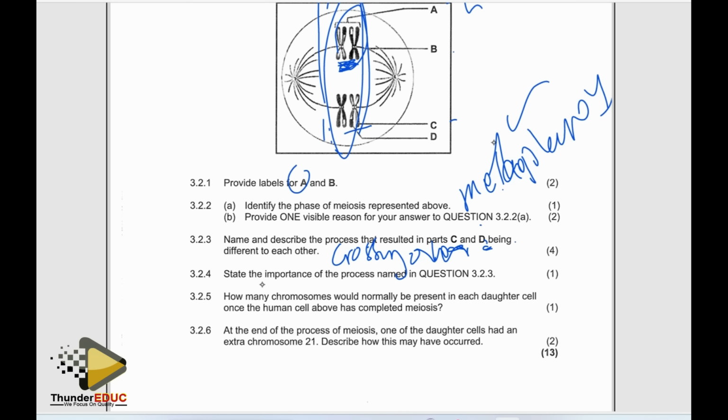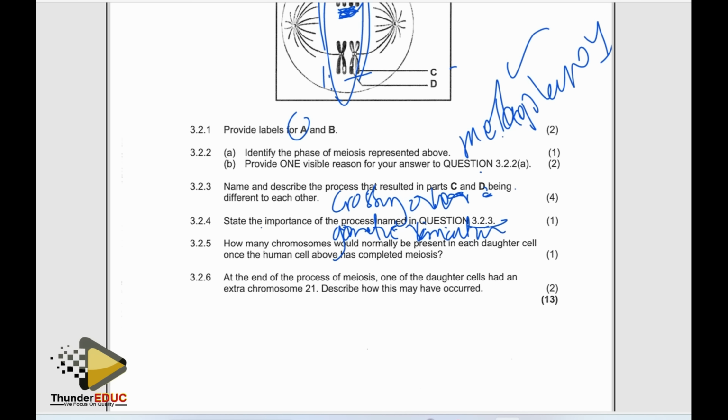State two importance of the process mentioned above. It brings about genetic variation. Guys, it's better to say genetic variation. Don't just say variation. How many chromosomes would normally be present in each daughter cell once the human body cell has completed meiosis? They're saying human. The moment you talk about a human body cell, then you talk about 23 chromosomes.